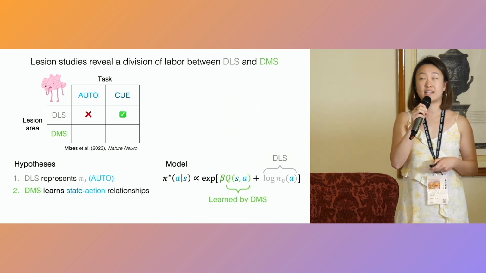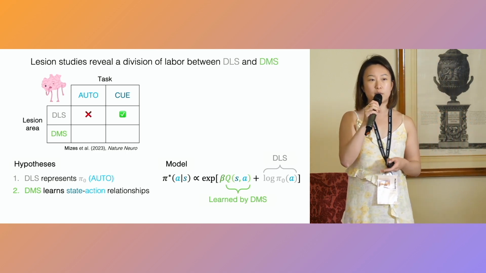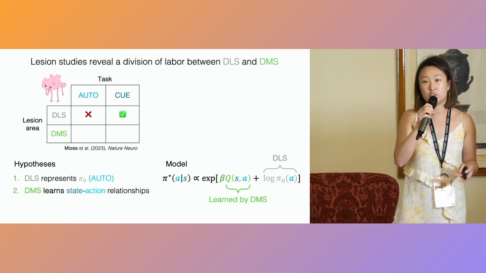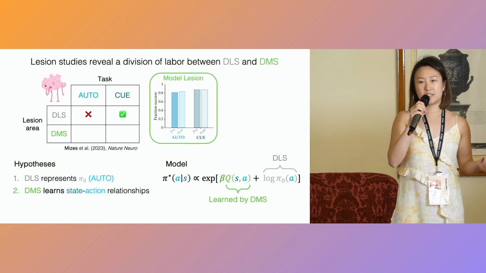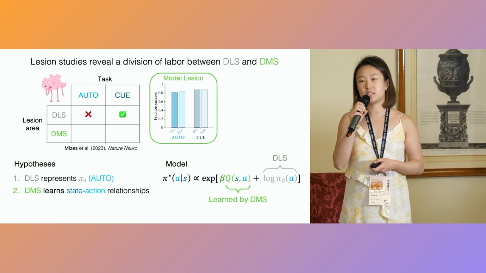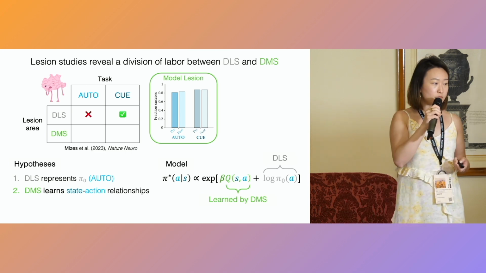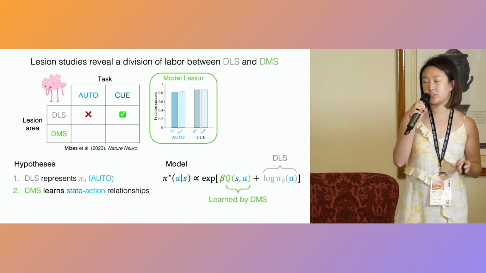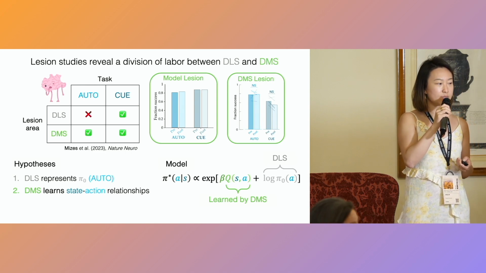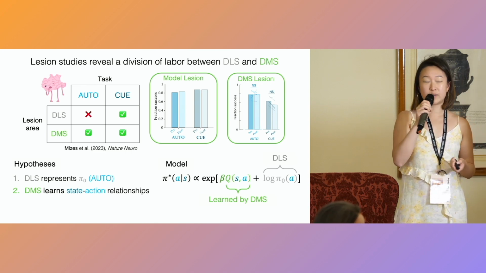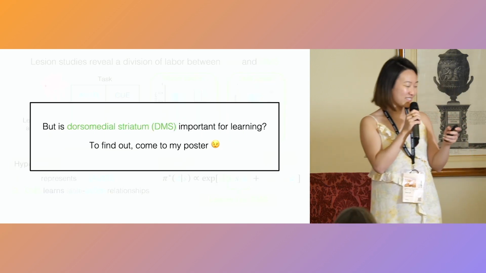Next, our model predicted that a DMS lesion actually wouldn't affect the animal's ability to perform either task if it's already learned both tasks. This is because we specifically hypothesized that DMS is responsible for flexibly learning. And so if you already learned the two tasks, then you're not going to be affected if you lesion DMS. But then what if you lesion DMS before learning? For that result, you can come to my poster.